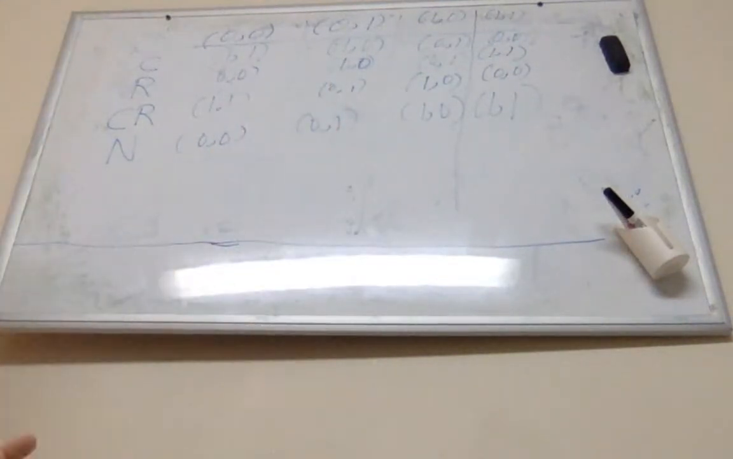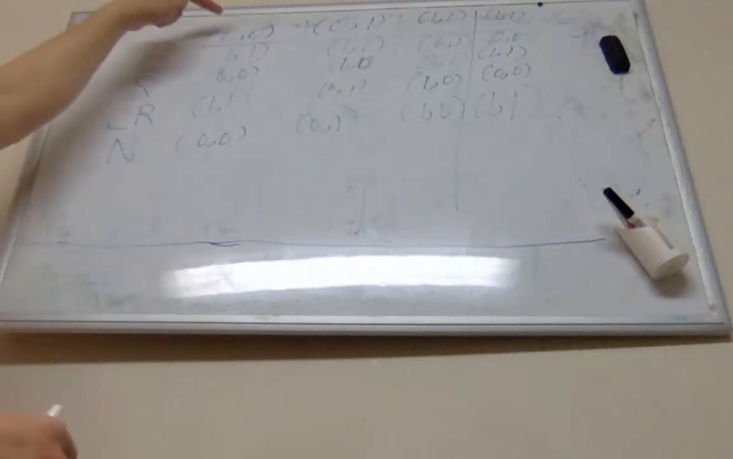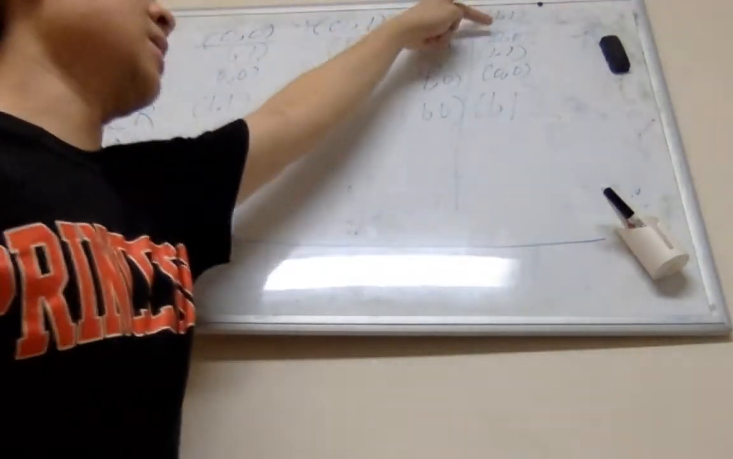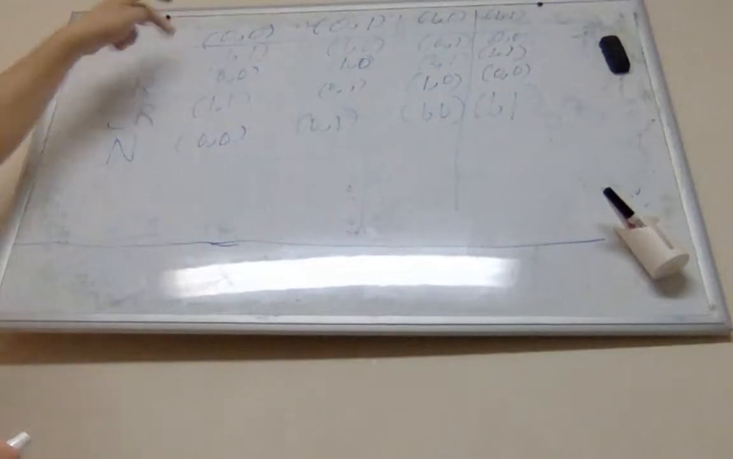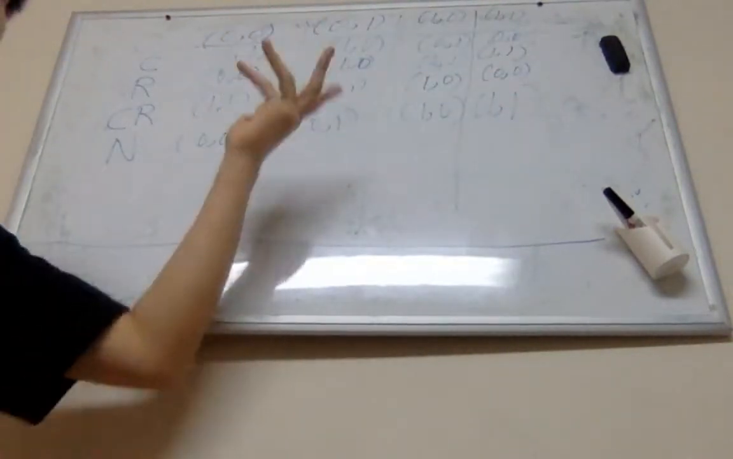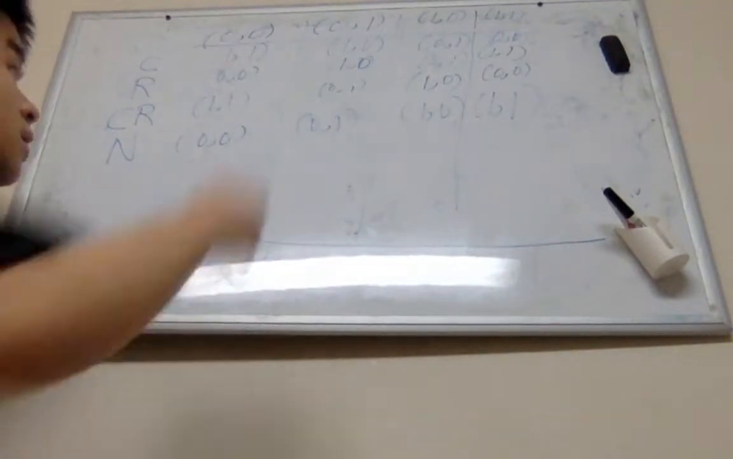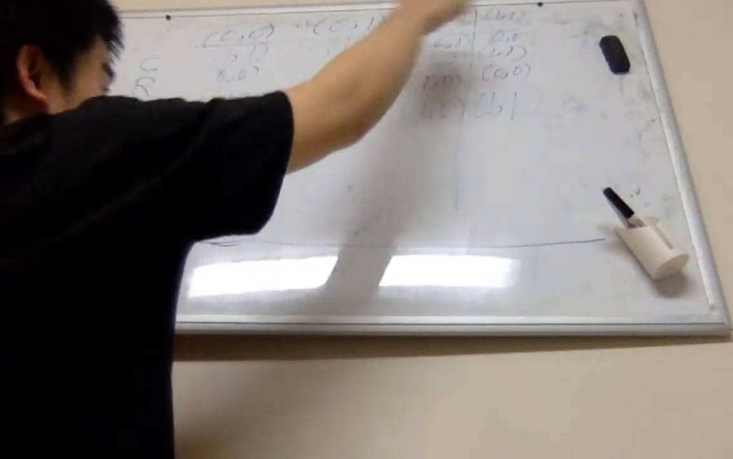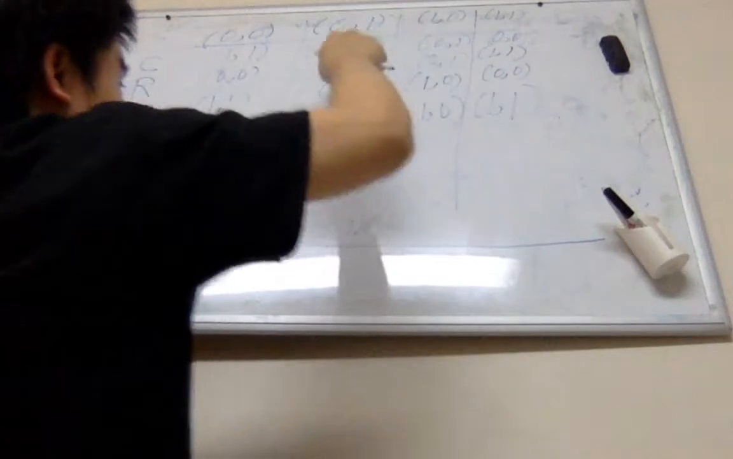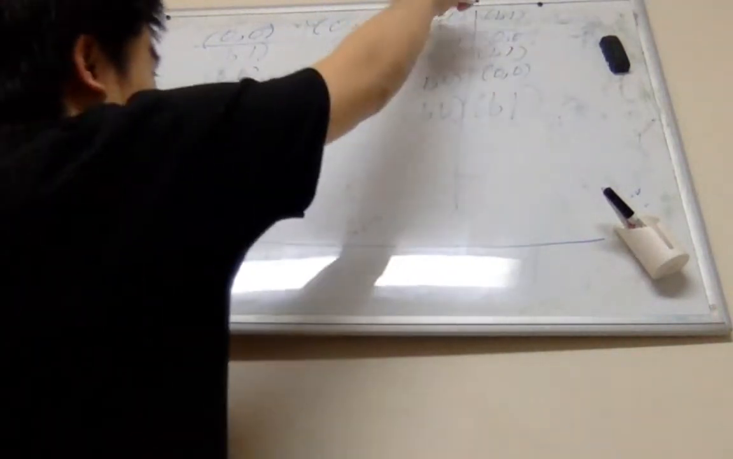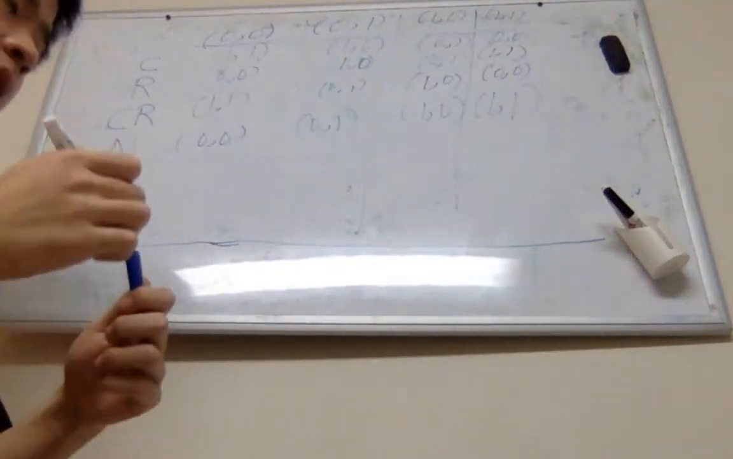And moreover, if we look at this one, whenever 0 0 becomes 1 1, 1 1 becomes 0 0. Whenever 0 0 remains at 0 0, 1 1 remains as 1 1. The same thing happens for these two columns. So 0 1 becomes 1 0, 1 0 becomes 0 1. When 0 1 remains at 0 1, 1 0 remains as 1 0.